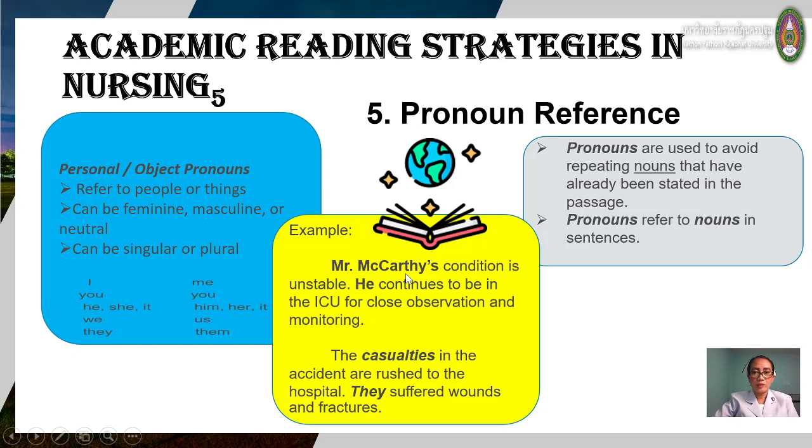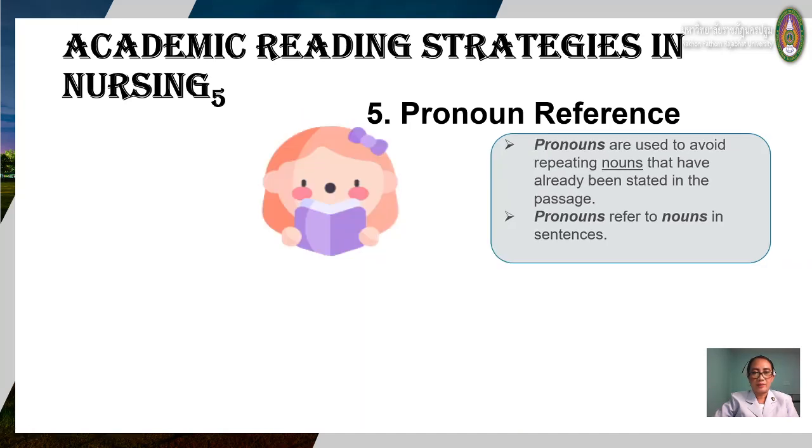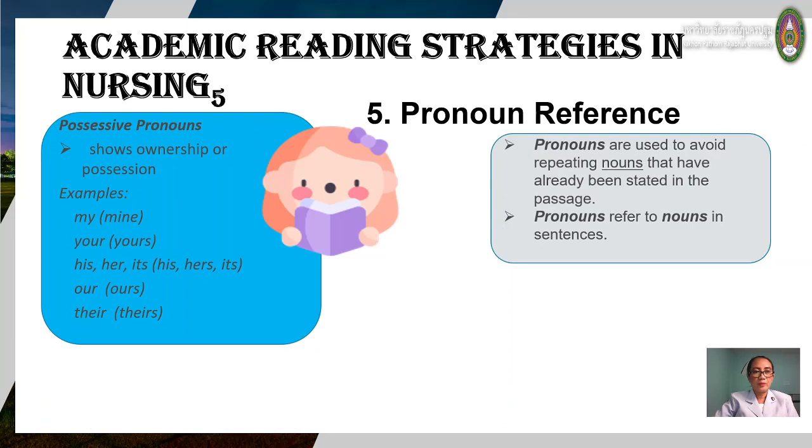Mr. McCarthy's, which is the subject, is not repeated in the next sentence. In the next paragraph, the casualties is not repeated because another word is used, and this is the word they. So this is to avoid repetition of using the nouns in the next sentence. So what about possessive pronouns?